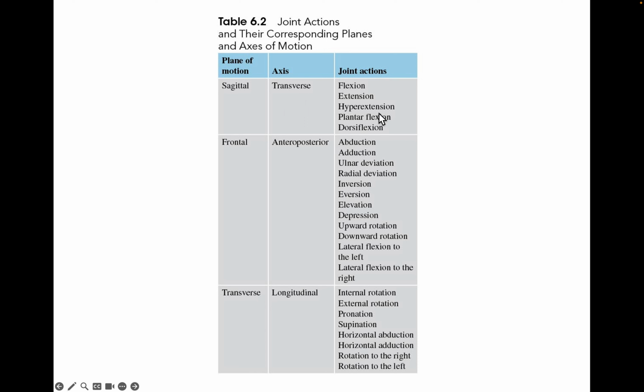Here's a summary of what we just described on the previous slides. It's important to understand what these different movements are, which plane of movement they occur in, and which axis of rotation they rotate about. And I think it would be valuable for you to know a few examples of movements that occur in each of these planes, in each of these axes of rotation. If you have any questions, please let me know.